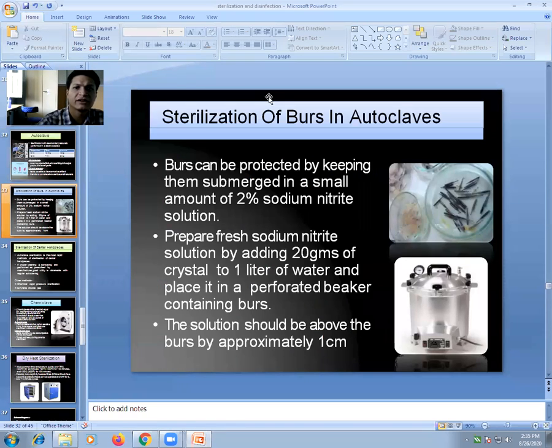So how to disinfect burrs in autoclave? Burrs can be protected by keeping them submerged in a small amount of 2% sodium nitrite solution. The solution should be above the burrs by approximately 1 centimeter, and we can sterilize burrs in autoclaves by keeping them in a 2% sodium nitrite solution.